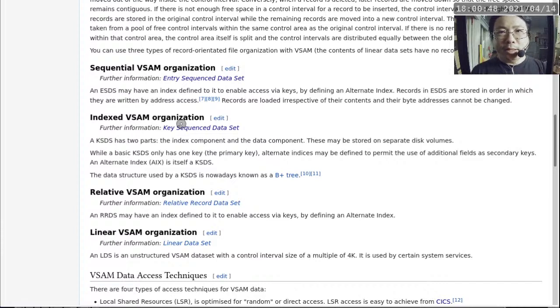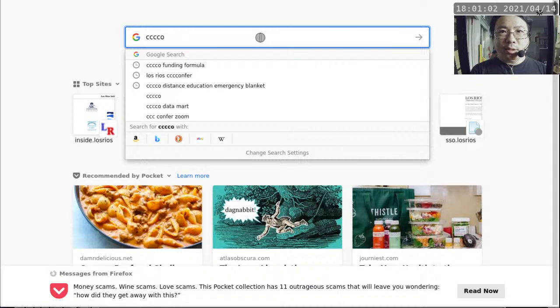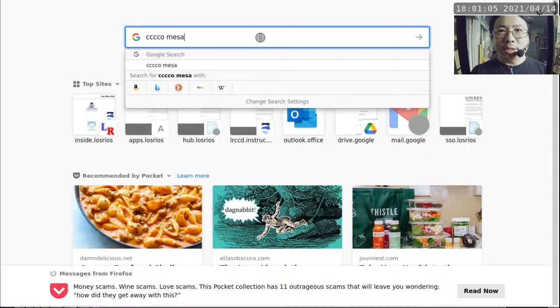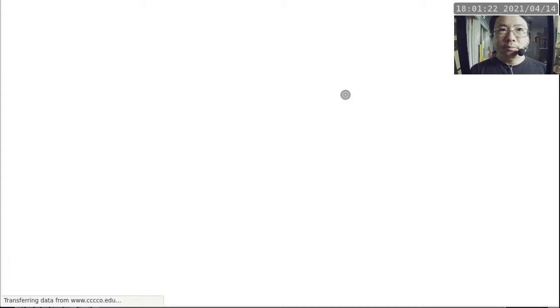I mean, that really is not a very good end user experience. So some of you might be saying, what kind of website would take more than a second or two to update or to get to a link? I will show you what website would do that. So I'm going to type in CCCCO Mesa because I just did this test a little bit earlier today. This is the math, engineering, science achievement portion of the CCCCO, which is the State Chancellor's Office. So I click on this link. I'm still waiting. It's still waiting.